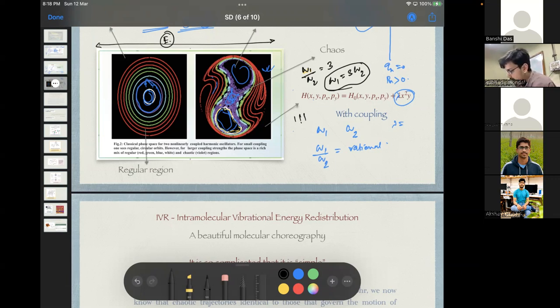Now all these structures are overlapping with each other and start forming different structures here with coupling. Same energy, but it depends on the energy distribution, meaning how the trajectory looks. The energy and momentum distribution is different.